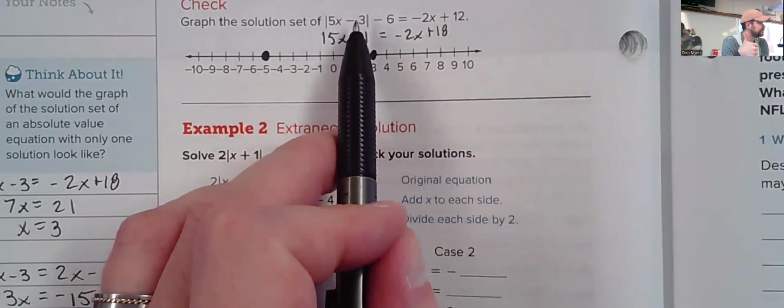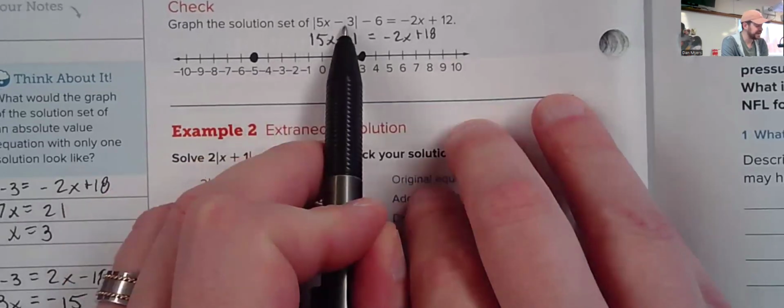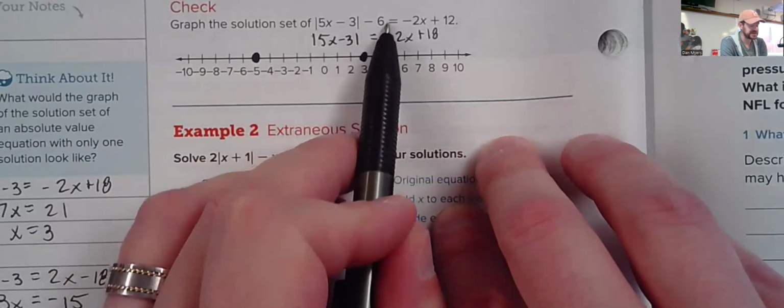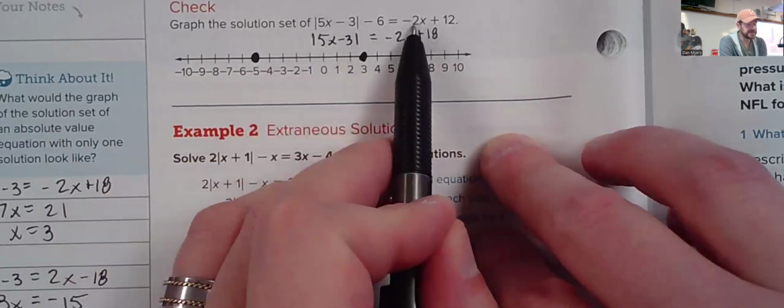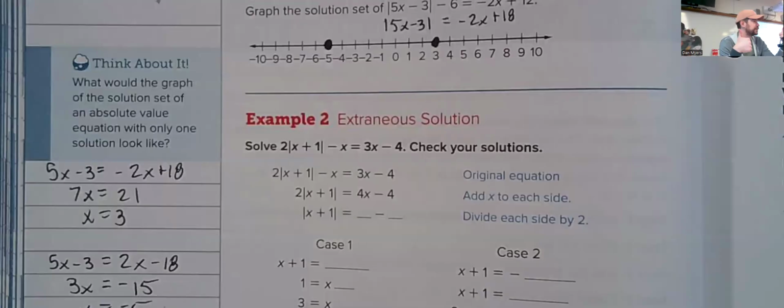3 is good. For negative 5, 5 times negative 5 is negative 25 minus 3, which is negative 28. Absolute value is 28. 28 minus 6 is 22. So the left side is 22. Negative 2 times negative 5 is 10. 10 plus 12 is 22. Both sides equal 22. Both answers work.